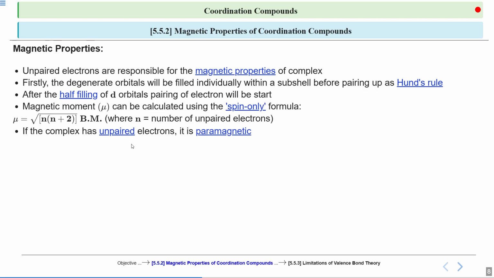If the complex has unpaired electrons in it, either 1, 2, or 3, the complex is going to be paramagnetic in nature. And if all the electrons are paired, that is, there is an absence of unpaired electrons, then the complex is going to be diamagnetic in nature.